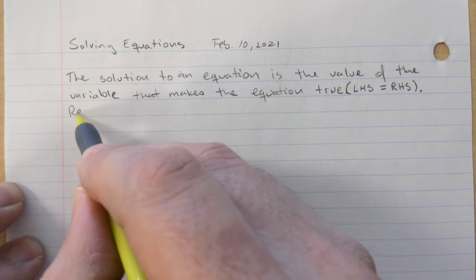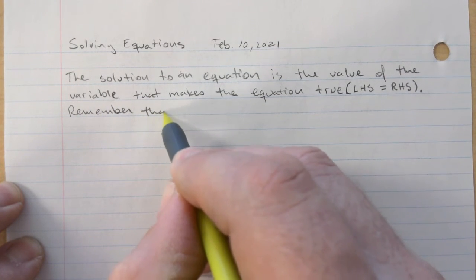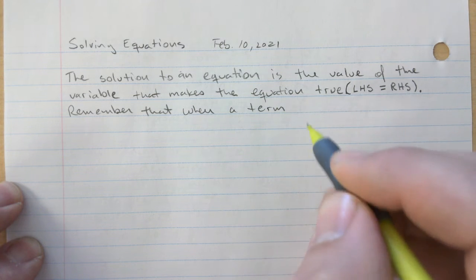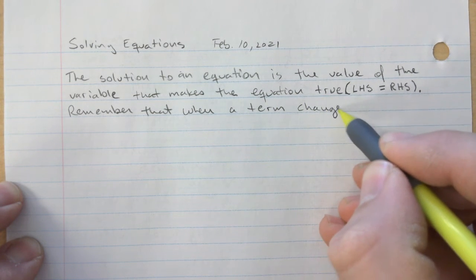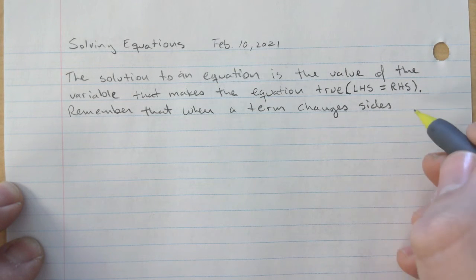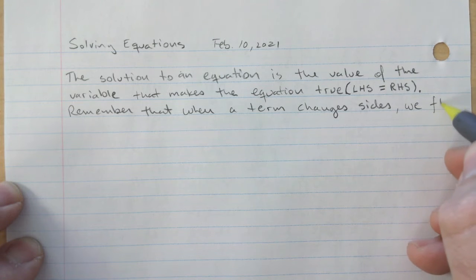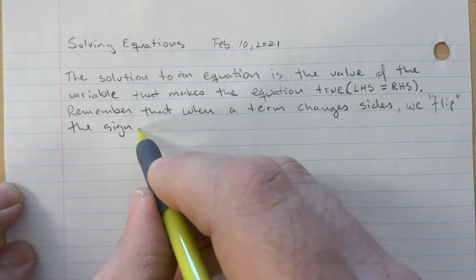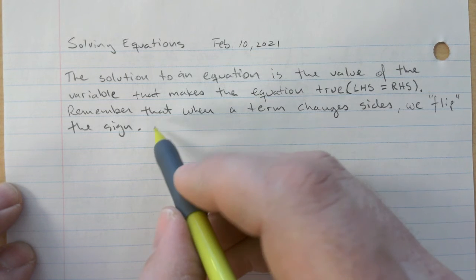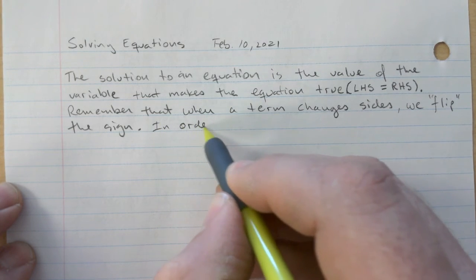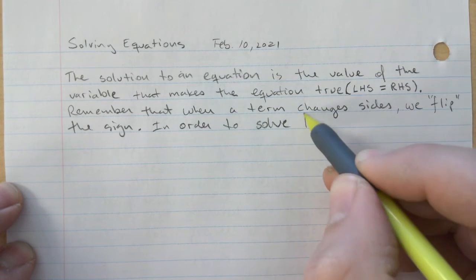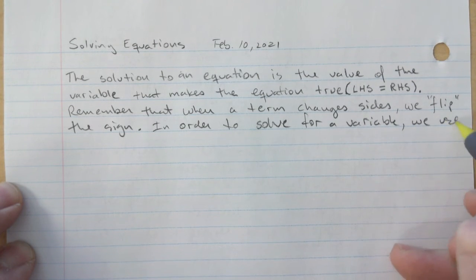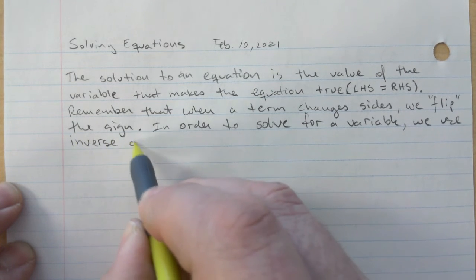Remember that when a term changes sides, we flip the sign. Okay, that's very important. In order to solve for a variable, we use inverse operations.